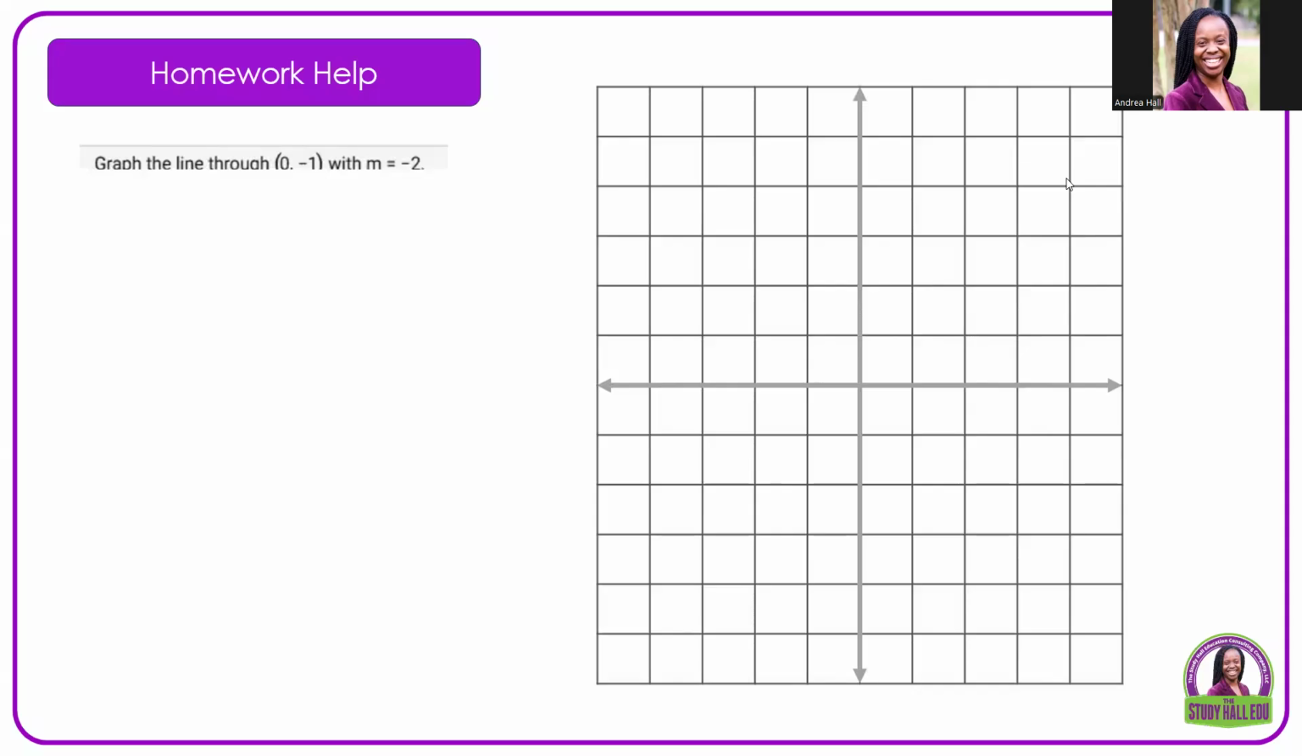All right, let's take a look at this homework question that was sent to me. It says graph the line through (0, -1) with m equals -2. So a few things we need to pay attention to.